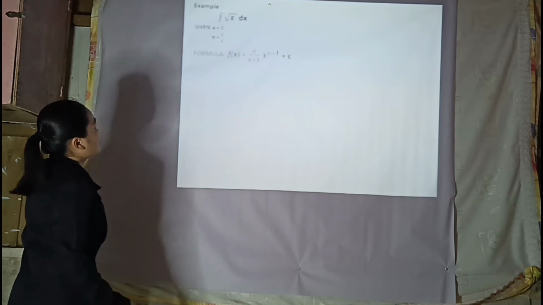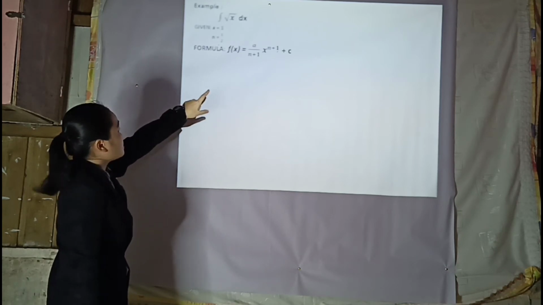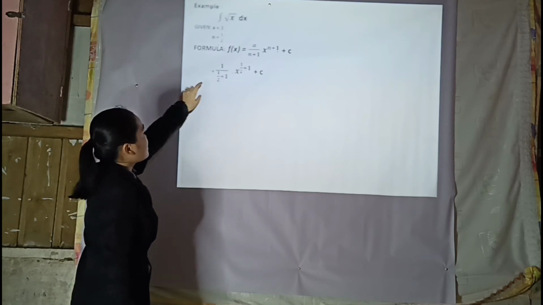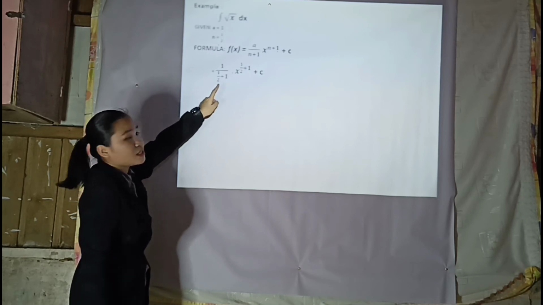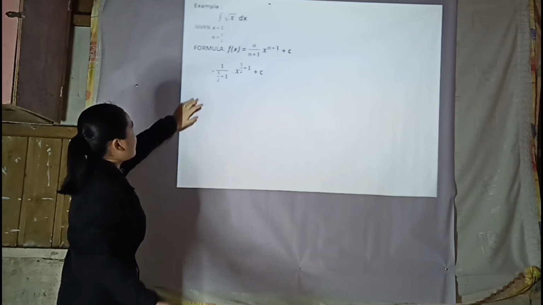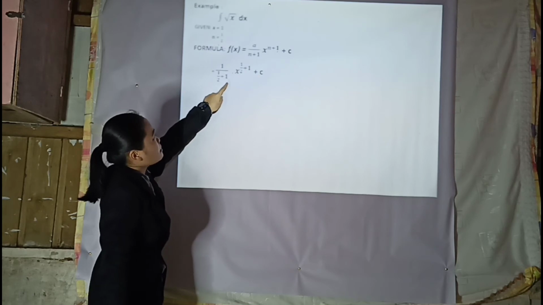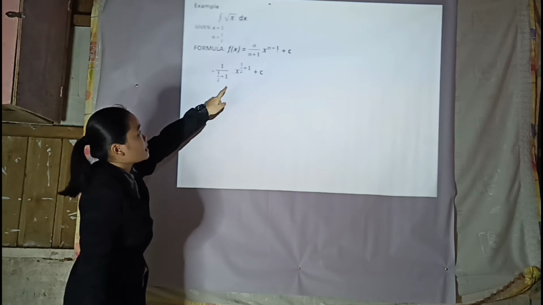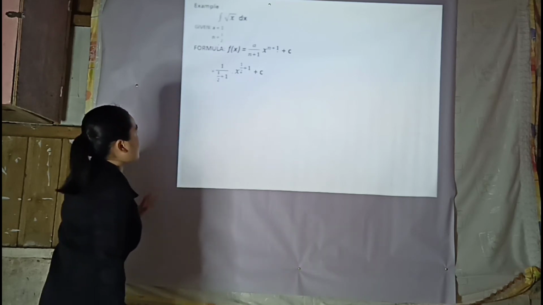Let's proceed. We will substitute the value of a and n to the formula. So, we have our a, which is 1, over our n, which is 1/2, plus 1. Are you following? Okay, let's proceed. 1/2 plus 1 times x raised to the power of n, which is 1/2, plus 1 plus c. So, we will simplify this answer.